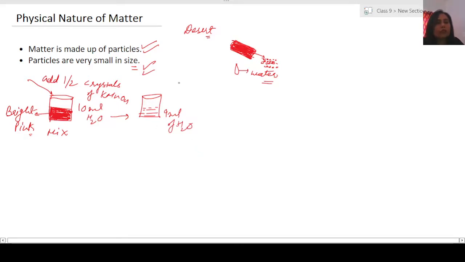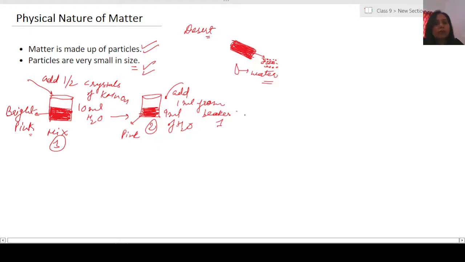Okay, and to this add 1 ml from beaker 1. This is beaker 1, right? Now if you mix it again, it will turn pink in color again. The water, after adding the 1 ml of water from beaker 1, will be pink in color. This was bright pink, this is pink.